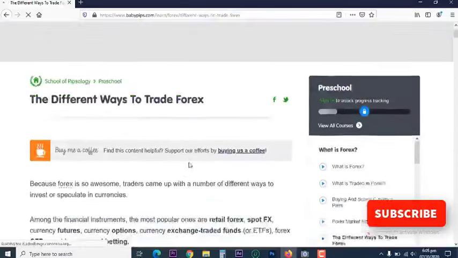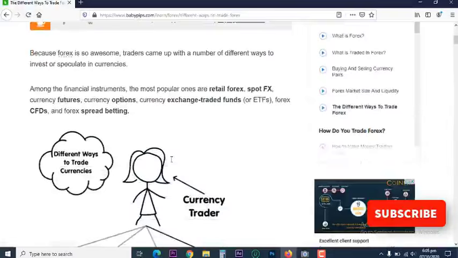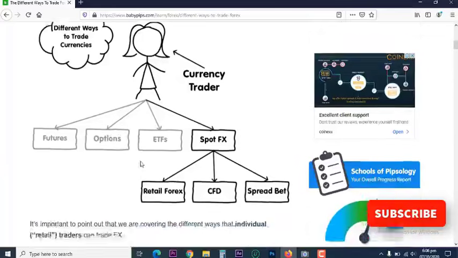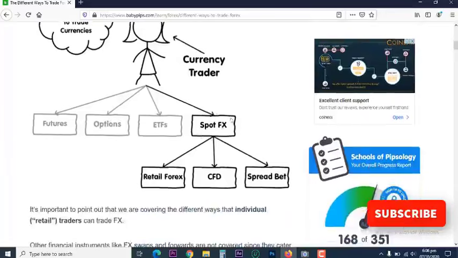So what different ways can you and I trade forex? You need to know where you are when it comes to the foreign exchange market, okay? There are different financial instruments, as we are seeing right here. The most popular ones are retail forex, spot forex, currency futures, currency options, and all that. So this is you standing here in the middle, and you are the currency trader, right? You are not in the futures market. You are never in the options. Neither are you in the ETFs. But what you fall in is the spot FX.